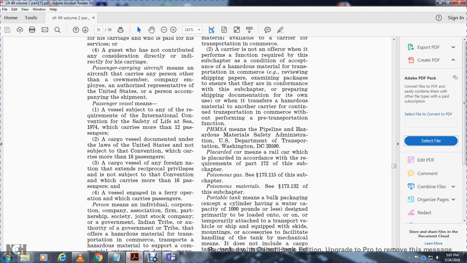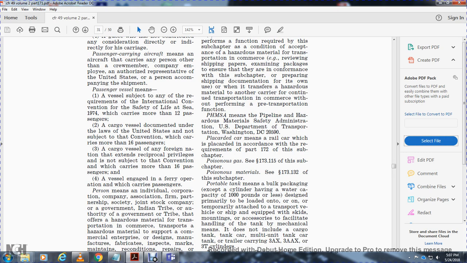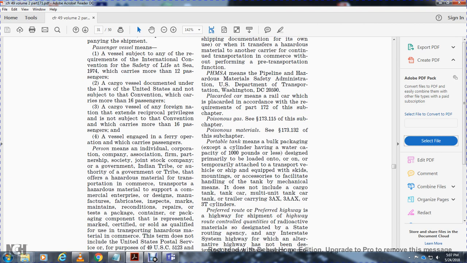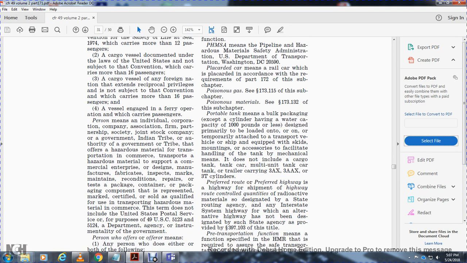Authorized hazardous material for transportation, common carrier for the transportation of hazardous material, the support of the common carrier, provided for the design, manufacture, fabrication, inspection, marking, maintenance, reconditioning, repair, and test of the package containing the packaging, represented, marked, certified, and sold as qualified for use for the transportation of material in commerce. But the term does not include the United States Postal Service for the purpose of Title 49 United States Code 5123 and 5124, or a department, agency, or instrumentality of the government.